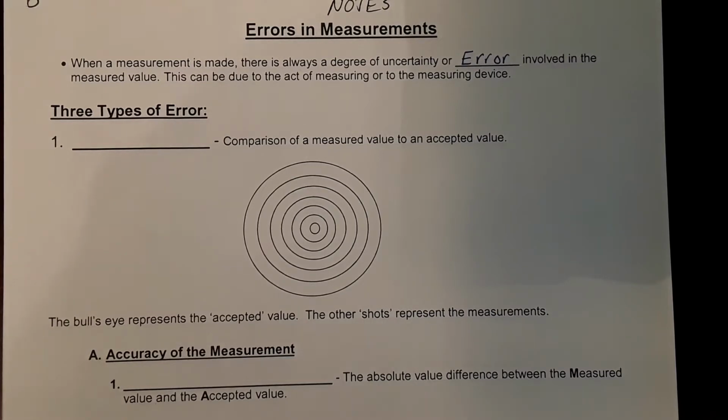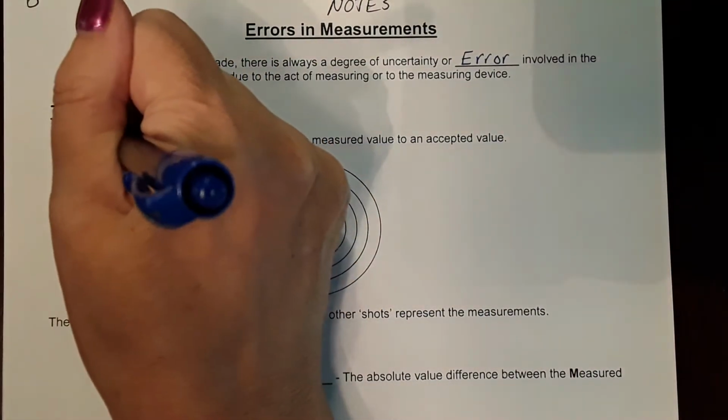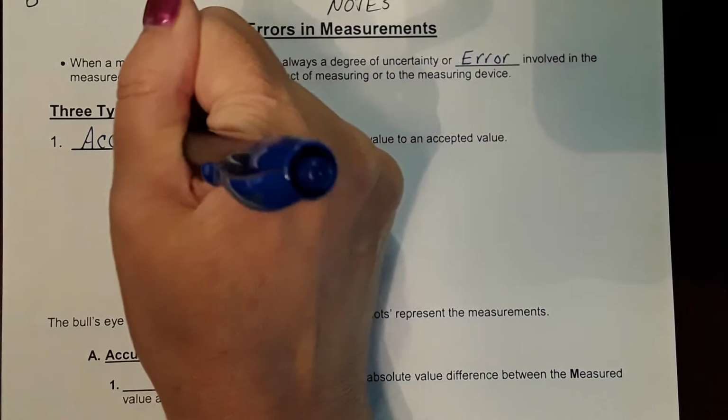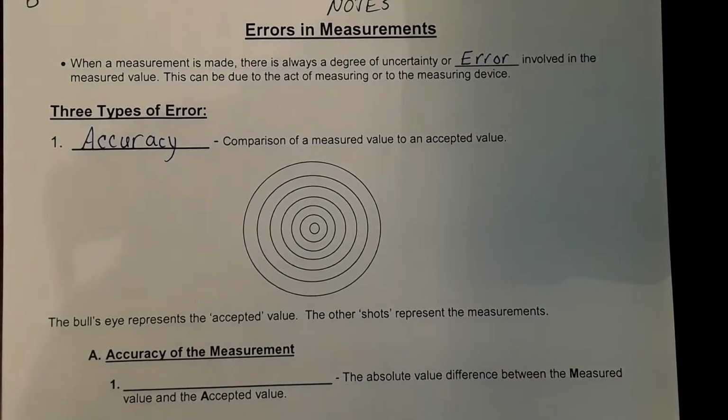Now, there are three types of error, and you've heard of them before, although you may have two of them, especially, you may get confused from time to time. And so we're going to try to take care of that little problem today. The first type of error that we're going to be looking at is accuracy. Accuracy, okay? Now, accuracy is when you compare a measured value to an accepted value.